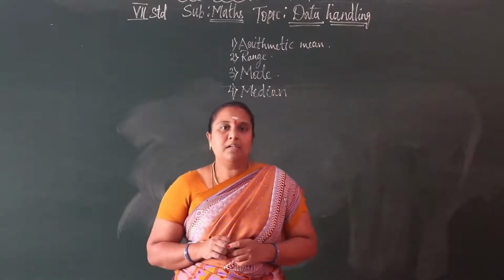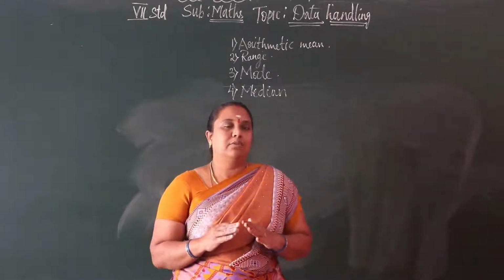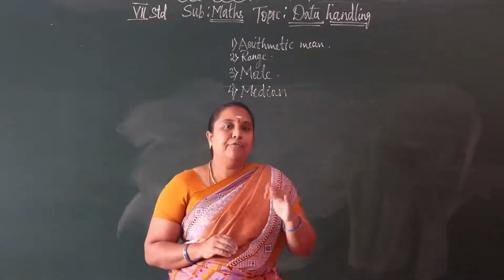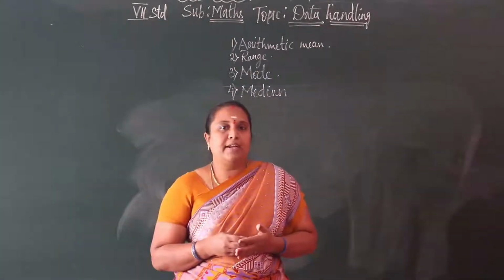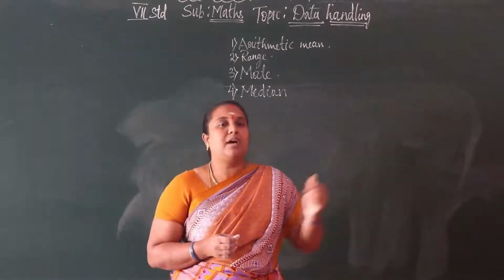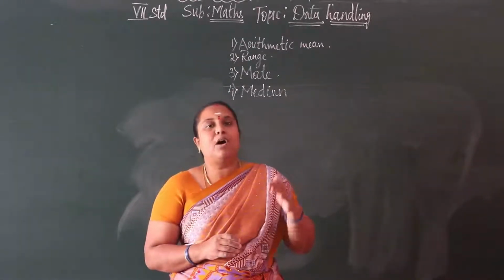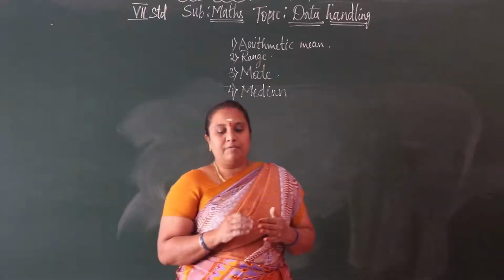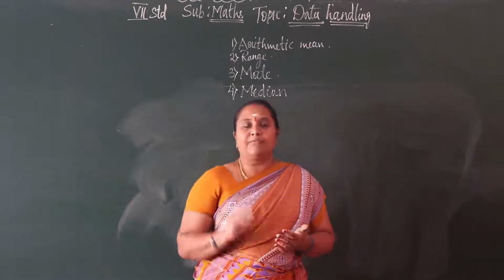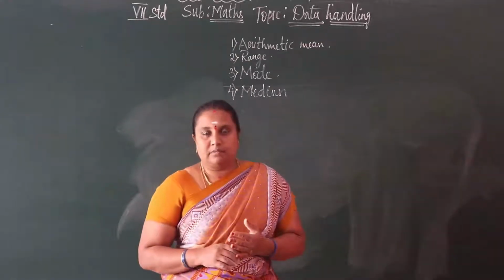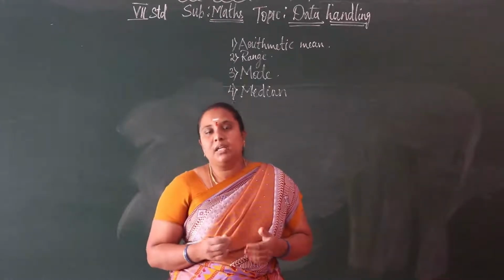Median means the middle value in the set of data. If we have an odd number of data, that is, how many observations we have, if the number of observations is odd, then the middle value is the median of the given data. Otherwise, we have an even number of data.